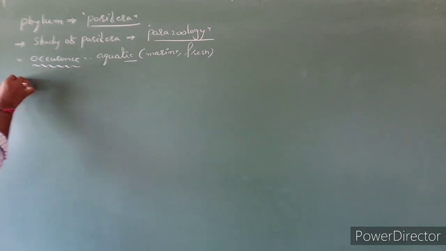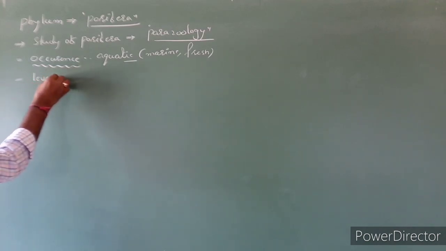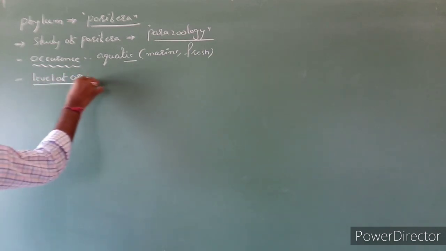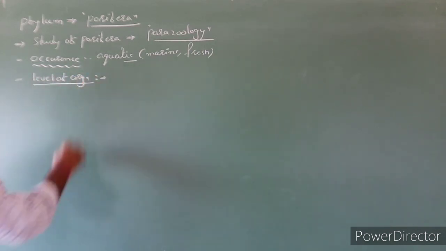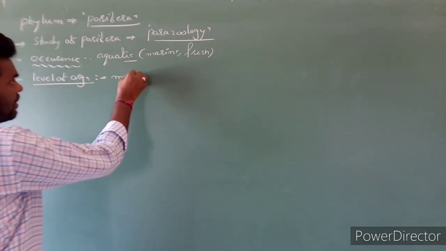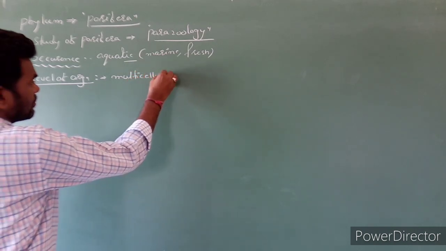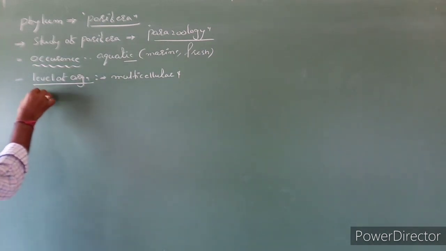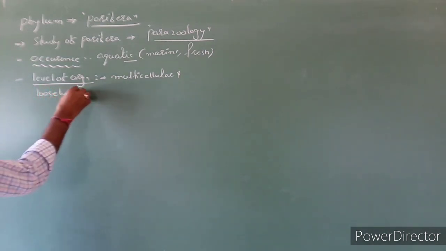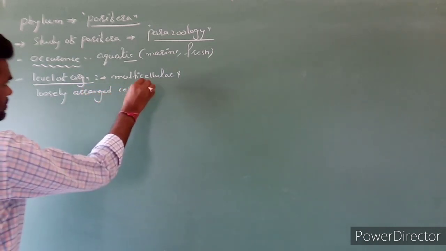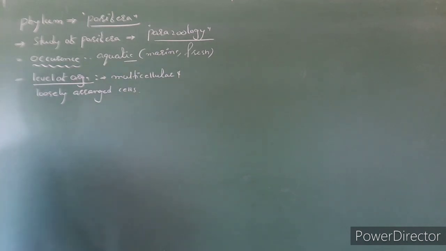Next, level of organization. What is the level of organization of Porifera? It is generally multicellular, and the cells are loosely arranged. Clear? So this is the level of organization of Porifera.